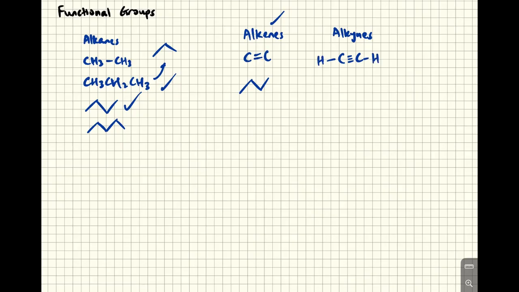And just to note, these are rare, but they are also quite reactive. Yeah, so ethyne, for example, is used in welding torches. So more examples will be like butyne, triple bond here, or maybe triple bond here.